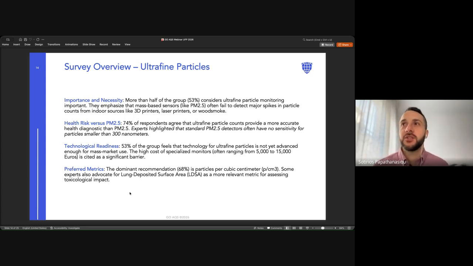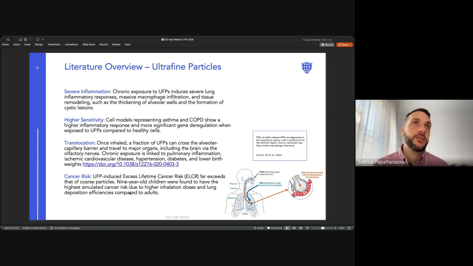Equipment is expensive. It ranges from 5 to 15 or even more thousand euros. So we couldn't invest in something like continuous monitoring with that kind of technology, but rather spot measurements or evaluations during a specific period of time. And finally, the predominant recommendation was again particles per cubic centimeter, but some other experts recommended the lung deposited surface area as well.